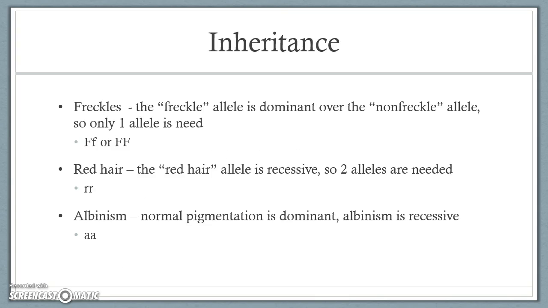For freckles, the allele for having freckles is dominant over the non-freckle allele. So a person's genotype could be capital F lowercase f, or 2 capital Fs. Only one dominant allele is needed in the genotype for the person to express freckles in their phenotype. Both red hair and albinism are recessive traits, so both alleles need to be recessive for the individual to express that trait in their phenotype.